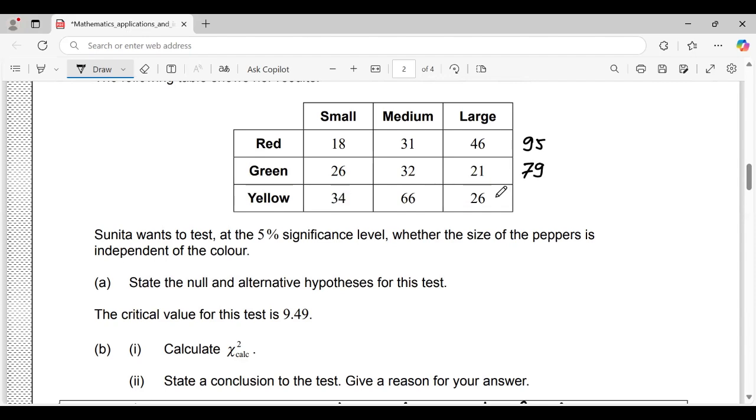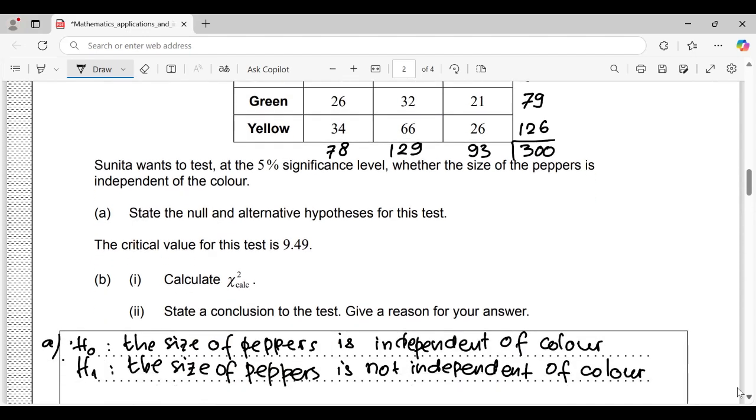34 plus 66 plus 26, 126. 18 plus 26 plus 34 is 78. 31 plus 32 plus 66, 129. This one, 46 plus 21 plus 26, 93. And the grand total is 300. Okay.